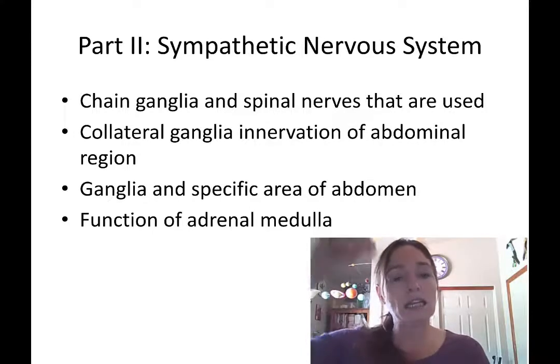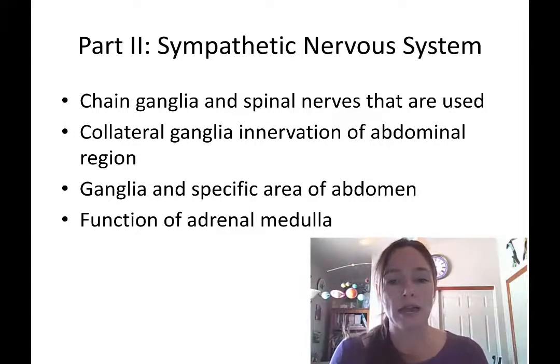So these chain ganglia extend out on either side of the vertebral column. They're also known as paravertebral ganglia. So these spinal nerves go out to the chain ganglia where a synapse will take place, so that your second neuron is then going to leave the chain ganglia going out to the organ or tissue that you're going to be stimulating through the sympathetic nervous system.